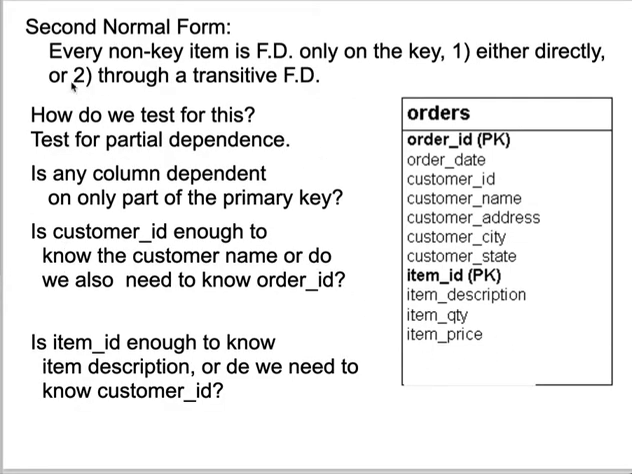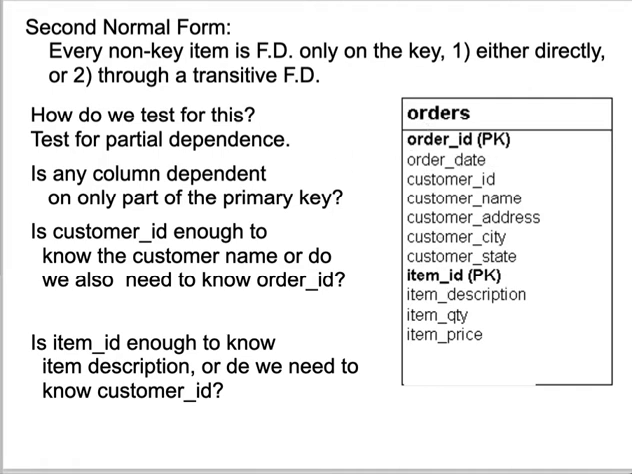All right. Again, second normal form: every non-key item is functionally dependent on the key, either directly or through a transitive functional dependency. So right now we're not going to worry about this transitive functional dependency. We're just going to say we have the order and the date and the customer for that order and the customer name and the customer address. I know the order ID in my table. I know all that stuff, right?